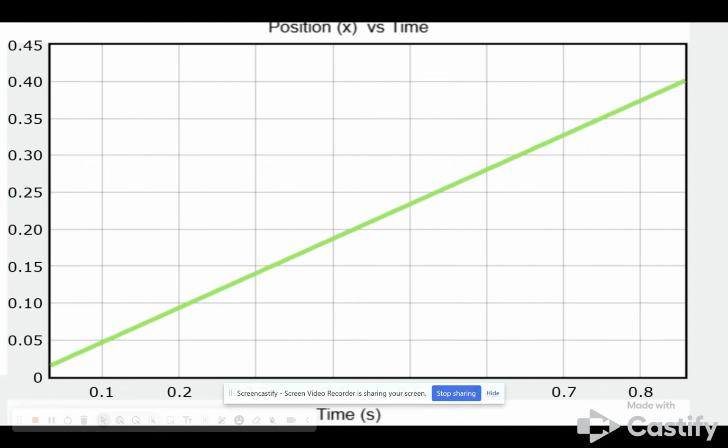The initial position was 0.015 meters in the x direction. The initial velocity was calculated to be 0.462 meters per second. This was calculated from the change in position over the change in time from the first two time frames. These data points were then used to develop the computational model.